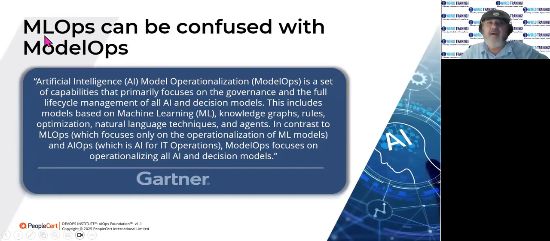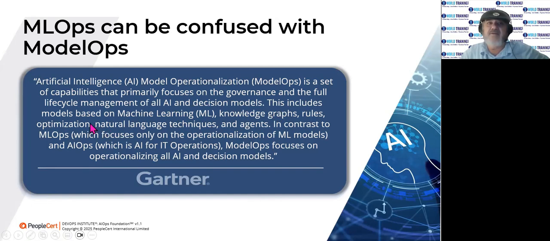And then MLOps can also be confused with model ops. So artificial intelligence model ops is a set of capabilities that primarily focus on governance and the full lifecycle management of AI and decision models. So it's basically focused on the models themselves.